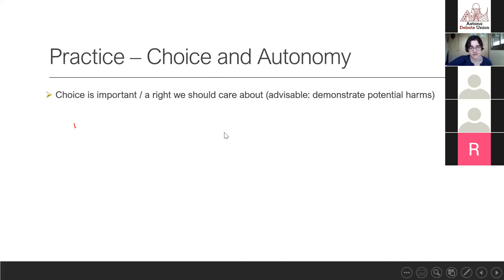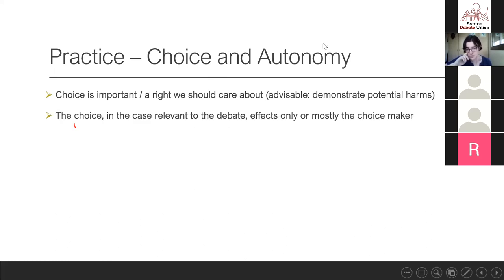The second burden is to show that in this particular choice, the people who are only or mostly affected are the stakeholders making the choice rather than their surroundings. Because if the choice is massively impacting the environment as well, it's harder to justify one individual making it.